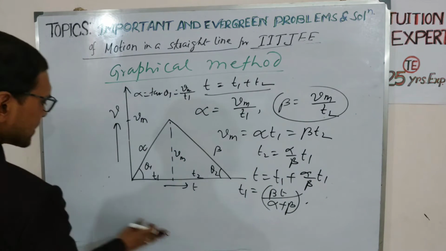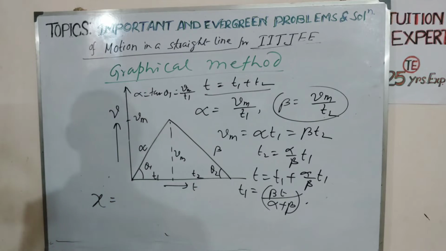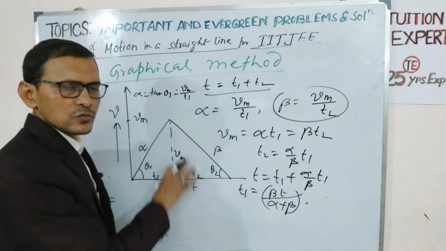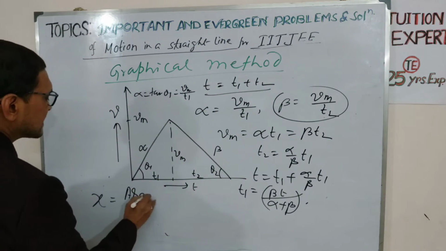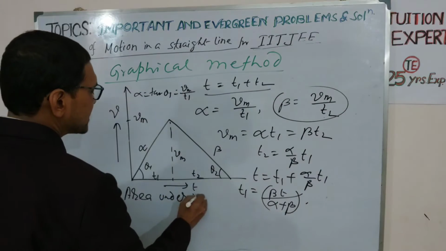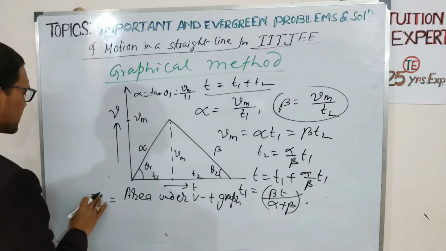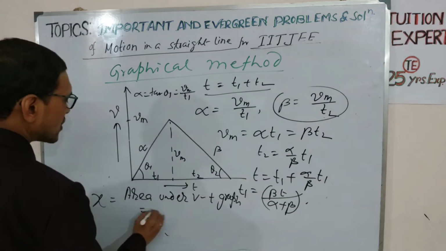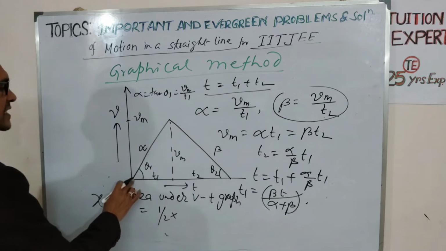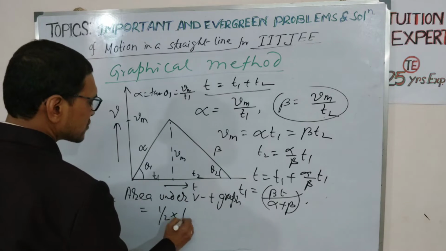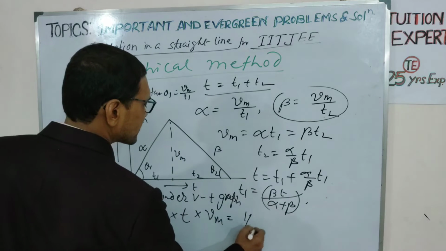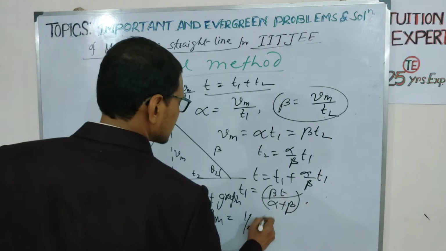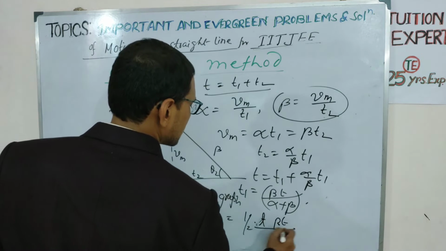Now what is the distance traveled? Distance traveled x equals, by the graphical method we know, the area under the vt graph. So this equals half times base, which is t on the time axis, into altitude Vm. So half t into beta t by alpha plus beta.